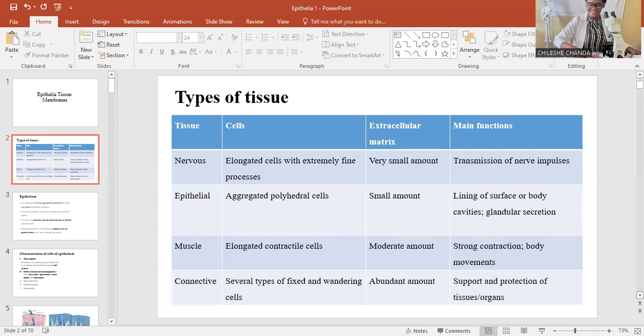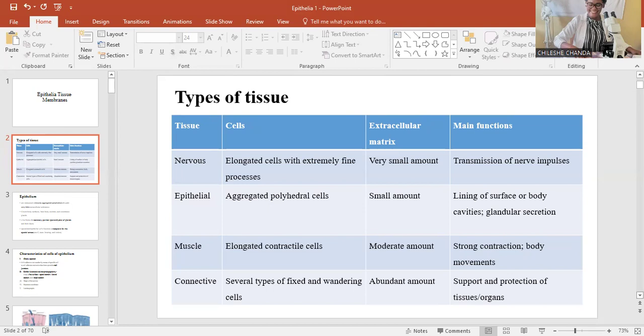Last session we did say that the human being is made up of four basic tissue types. The first basic tissue type that the human body is made up of is nerve tissue. This is the one that is specialized in transmission of nerve impulses. Then we have epithelial tissue, which forms glandular tissue as well as specialized for lining body cavities as well as covering body surfaces or organs.